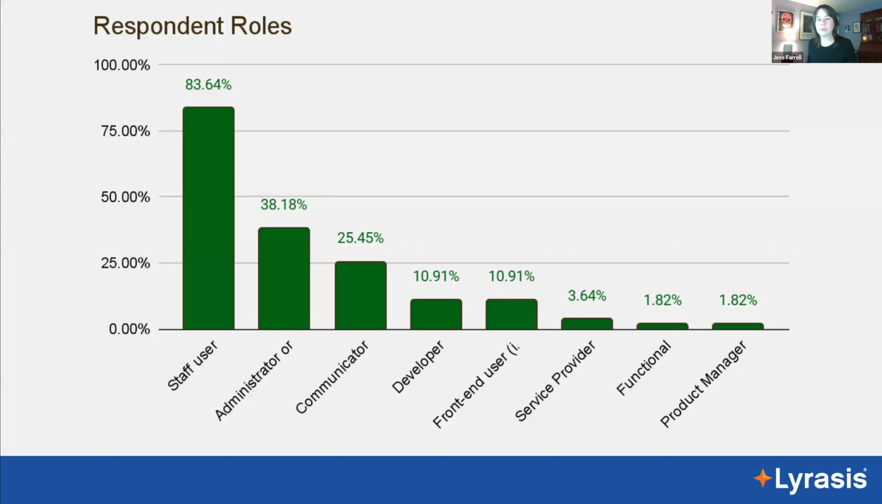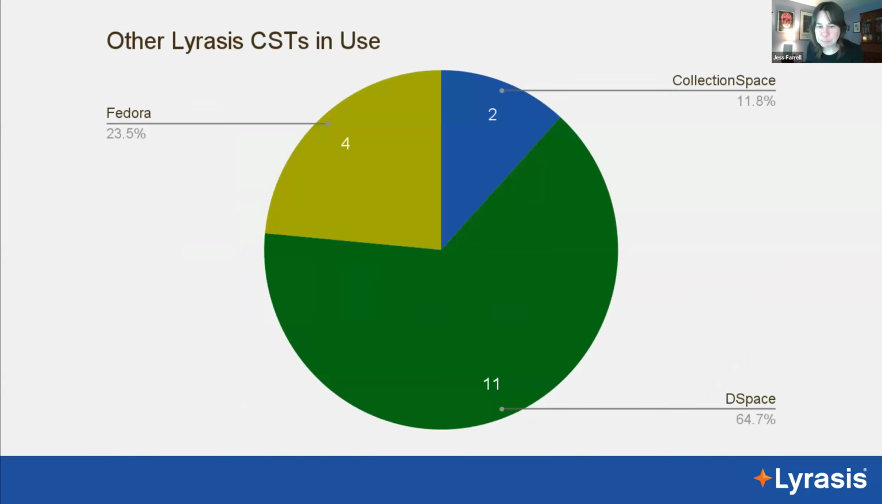So here's what we got from the survey. 84%, this is just for the ArchivesSpace survey, by the way. There were 5 surveys. I did some aggregated data that I'll talk about later, but right now I'm just talking about the ArchivesSpace respondents. 84% of respondents identified as staff users, so that is mostly who was filling out the survey. We also had quite a few administrators and communicators and developers.